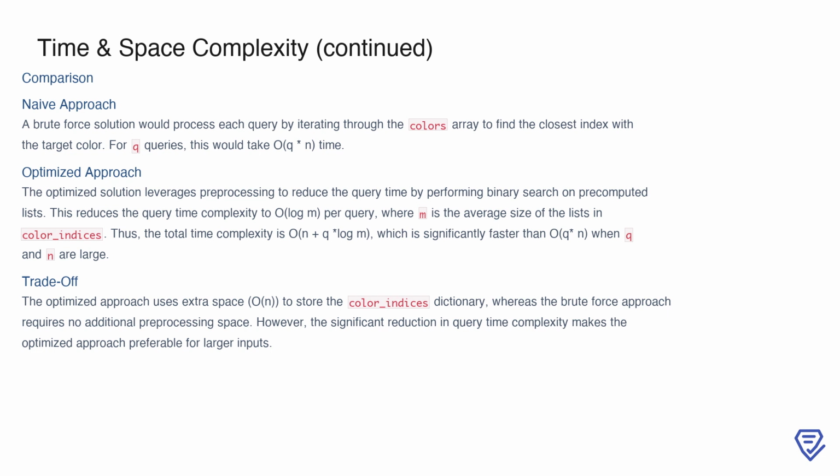In contrast, the optimized solution pre-processes the colors array to create the color_indices dictionary. This allows each query to leverage binary search on pre-computed lists, reducing the time complexity of each query to O(log m), where m is the average size of the lists in the dictionary. Thus, the total time complexity becomes O(n + q * log m), which is significantly faster than O(q * n) for larger inputs.